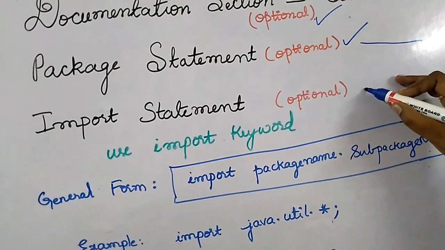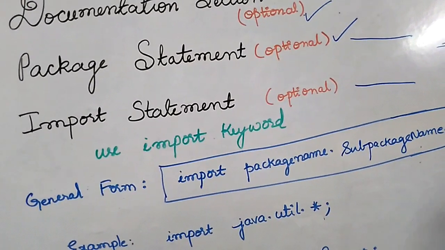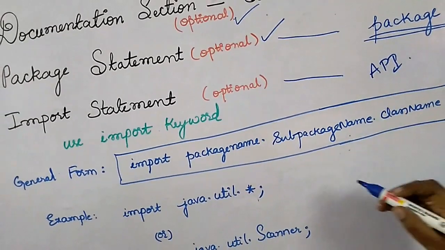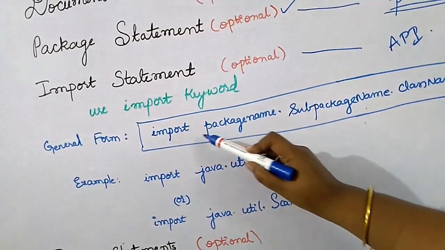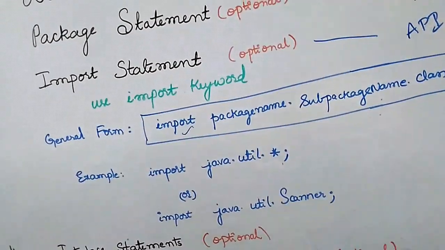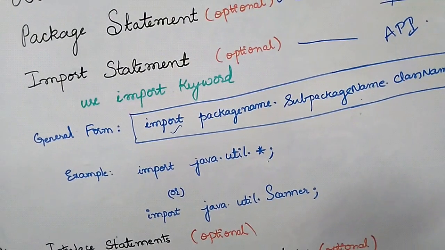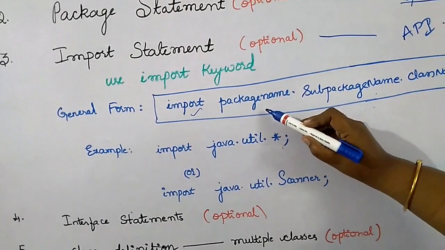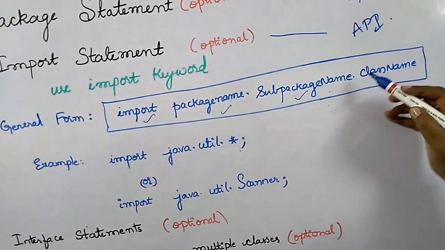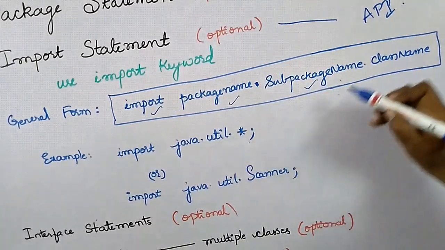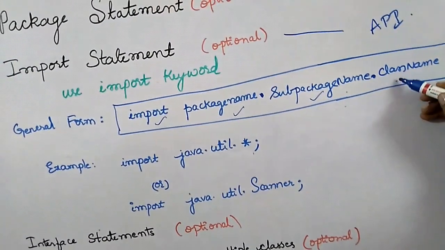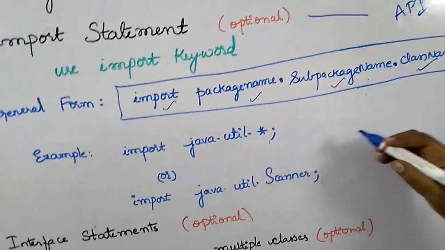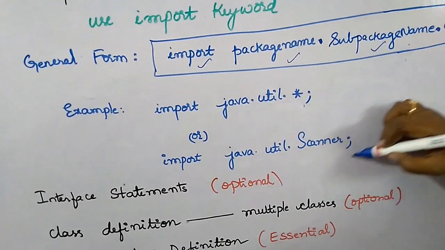The next section is the import statement. This import statement is used to import Java APIs. The general form of import is like this. Import is the keyword, so you use the import statement to include the predefined classes that Java provides. Then the package name and then the sub package name, with a dot in between. This is the syntax you should follow, and finally the class name and a semicolon. For example, I want to include a Scanner class in my program.